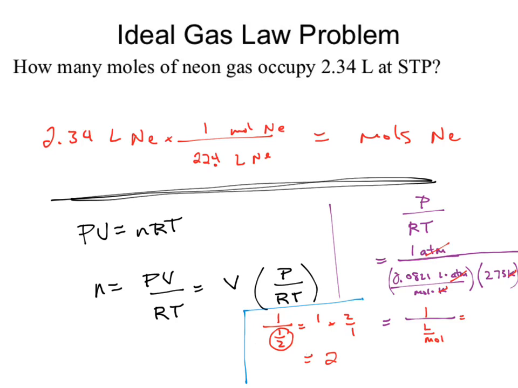So if we look at this unit, to take it to the next step, what happens? This is 1 over liters over moles, which means that becomes moles over liters. Okay? So moles over liters. Everybody good with that? Okay.